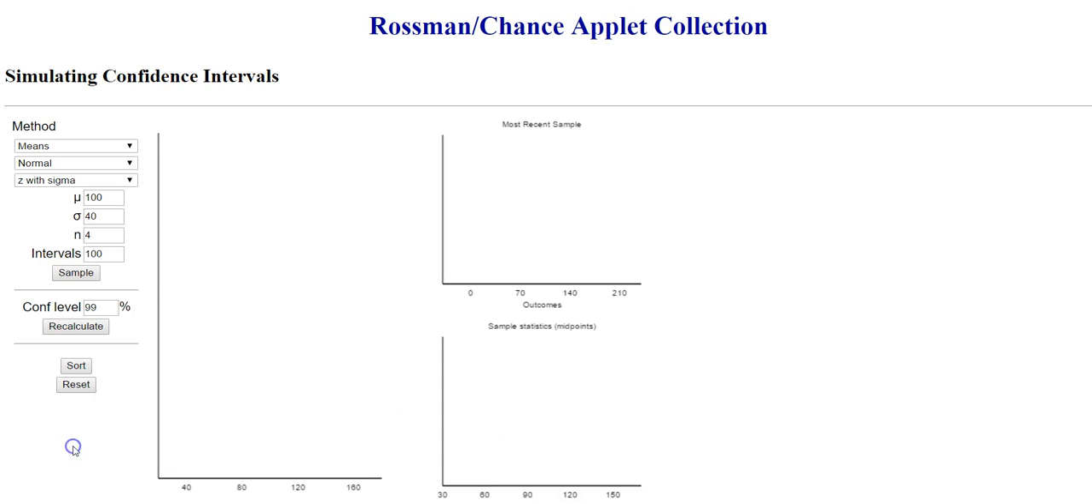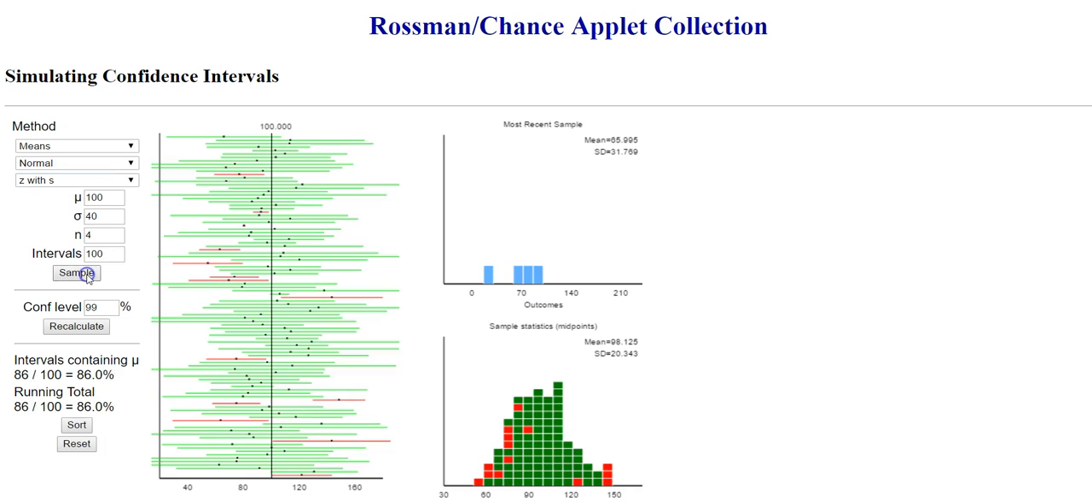Okay, so let's reset this now. And instead of using the z critical value with sigma, we're going to use the z critical value with s. That's the standard deviation of the sample. So I'm going to do the same thing. I'm going to see what we get here.